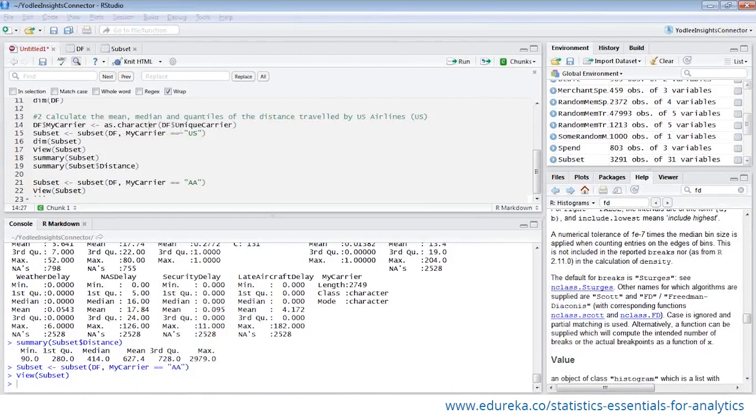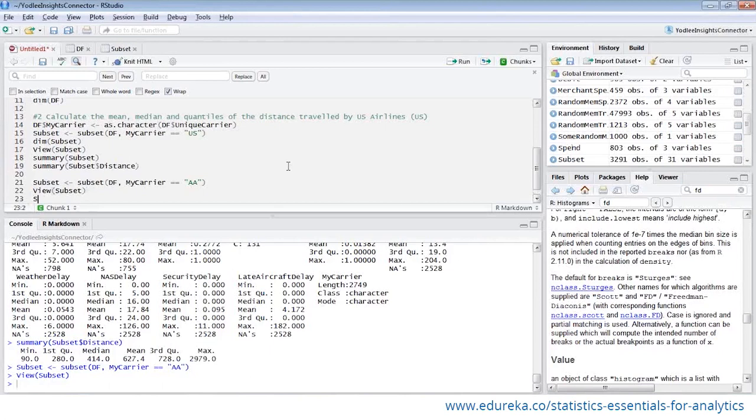But here, I was doing a character comparison. There is a data structure called factor, and initially the data structure was a factor. So I'm interested in converting that original carrier field from factor to character so that I can do a character to character comparison. All right.